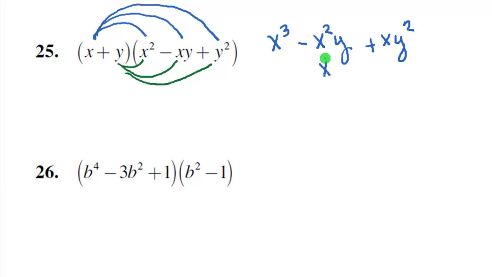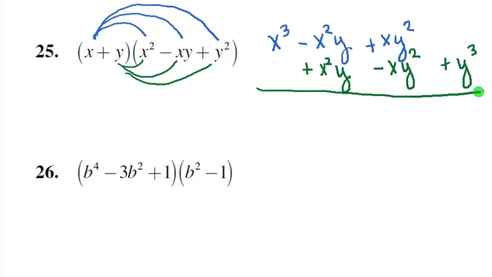I'm going to go ahead and line up the like terms in columns. So this y times x squared will give us a positive x squared y or yx squared. Those are the same. Then here I get a y times a negative xy, which is a negative xy squared. So I'm going to line that up right under my other xy squared. And then I have y times y squared, which is plus y cubed.